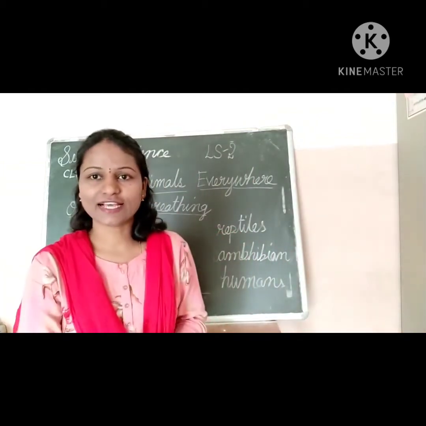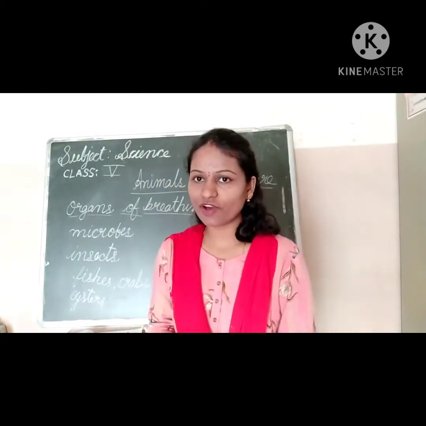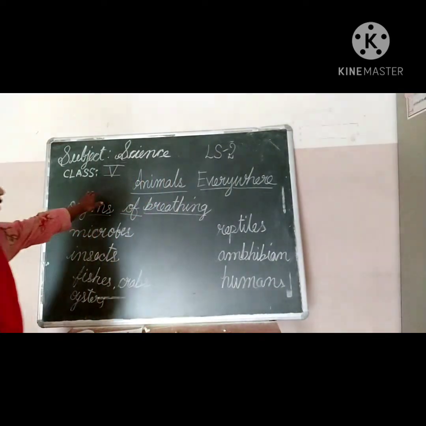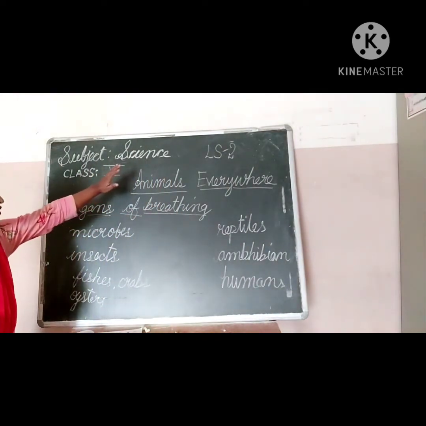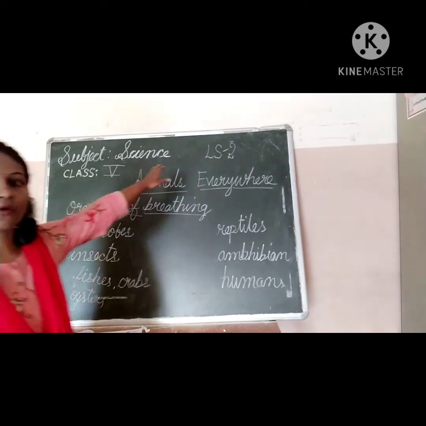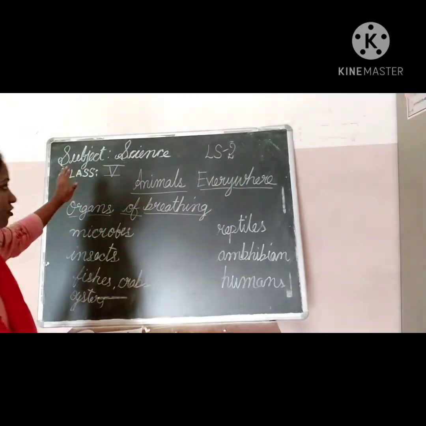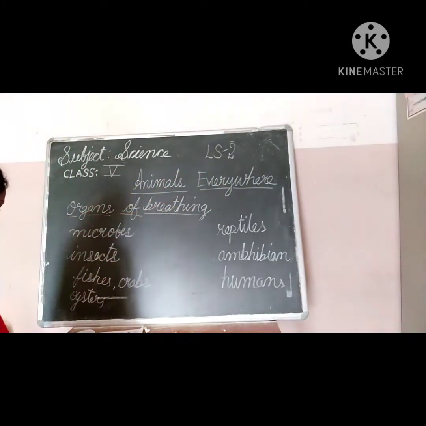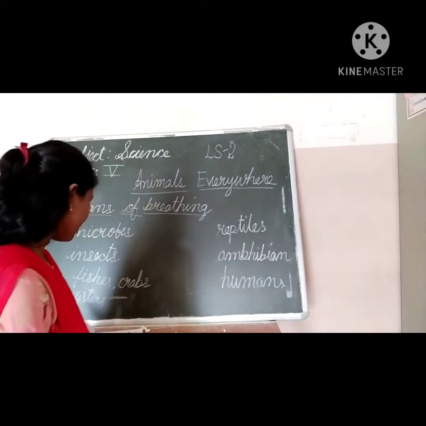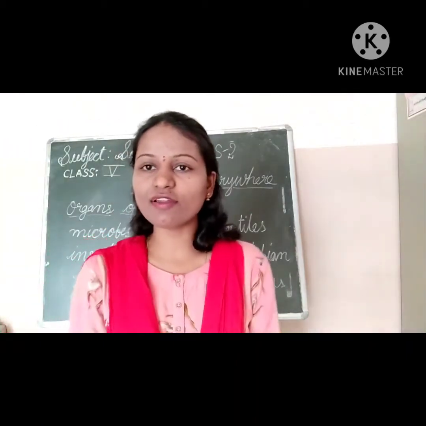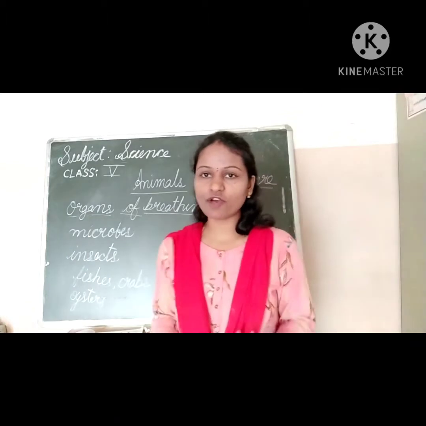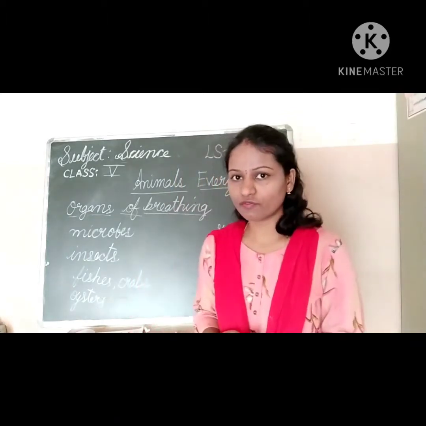Okay children, yes. So class 5 children, class 5. Today I am going to take the subject of science, class 5. What is the lesson number 2? The lesson number 2 is animals everywhere. So yesterday we have learnt about the different types of animals present in our environment.